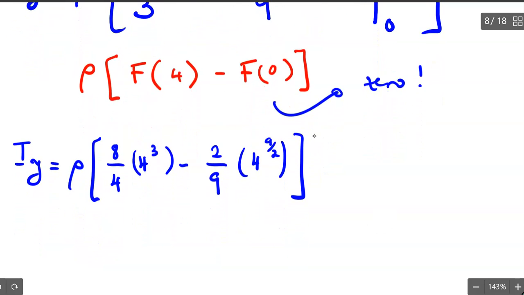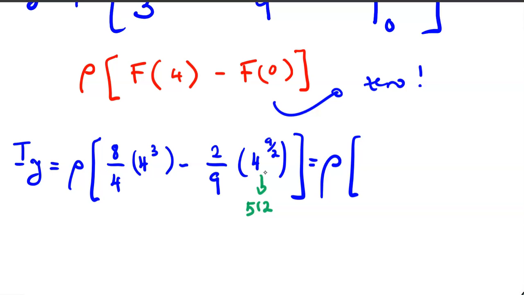So I would like everyone to use the calculator. Take 4 raised to the exponent 9/2. It should equal 512. Now my next step is to multiply this 512 by 2. Don't forget that.